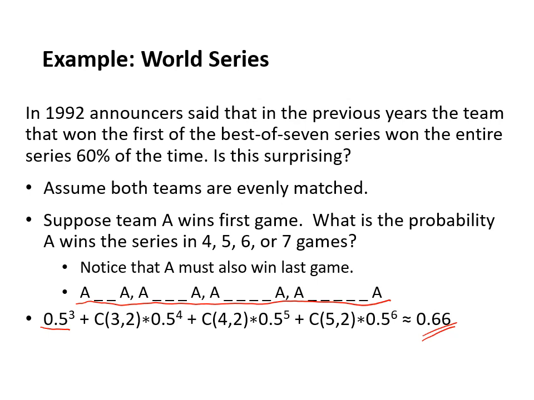As it turns out, what the announcers announced as something that should maybe be surprising is not surprising at all. Because if you assume that teams are evenly matched, we get a probability of 66%.